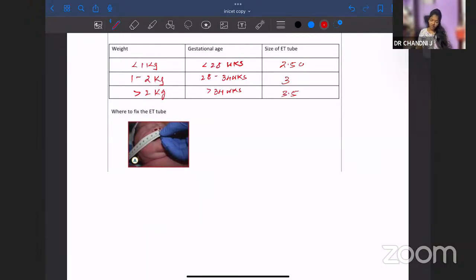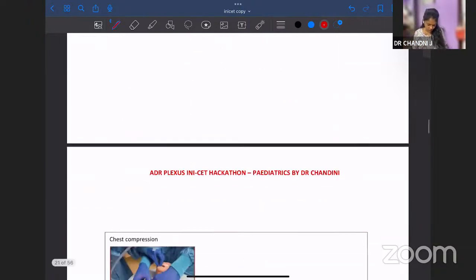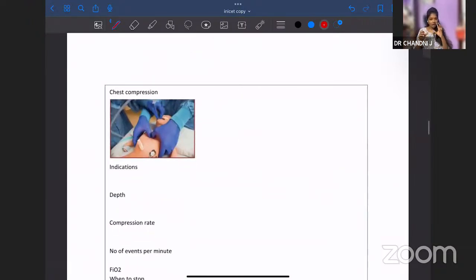Okay. Now, where will you insert the tube? This measurement is called NTL. NTL means nose to tragus. You measure the distance from the nasal septum to the tragus and add 1 centimeter to this. NTL plus 1. If it is around 5, you add 1 centimeter, 6, and you will fix the tube at 6 centimeters at the angle of the lip. Okay? This is about intubation. Now, next thing. You are giving positive pressure ventilation and it is not getting corrected. You start intubating the child.